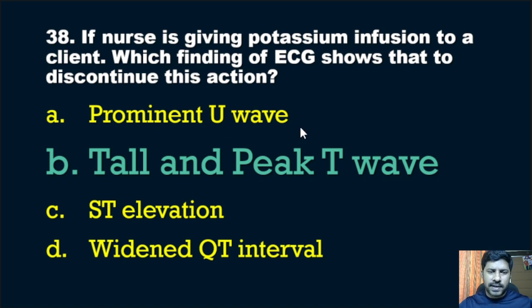The prominent U wave is a sign of hypokalemia. ST depression or narrowed QT interval is also seen in hypokalemia. ST depression and narrowed QT interval.